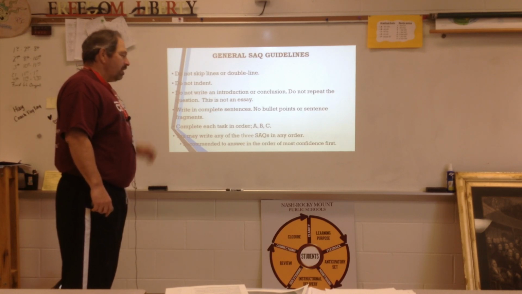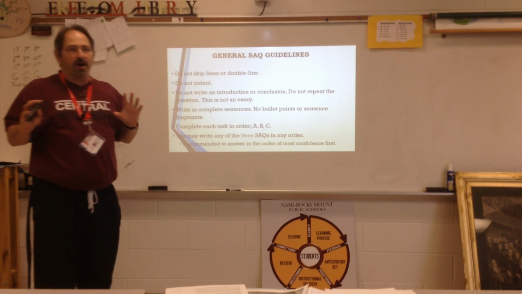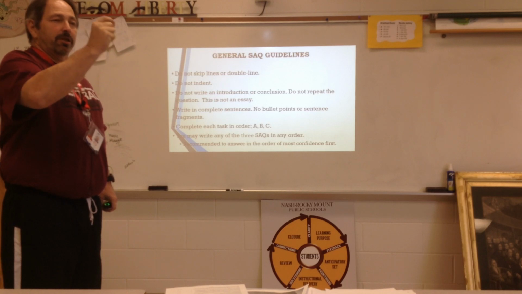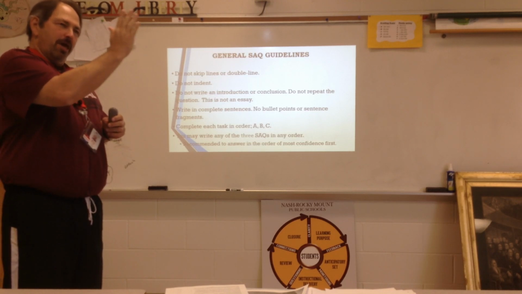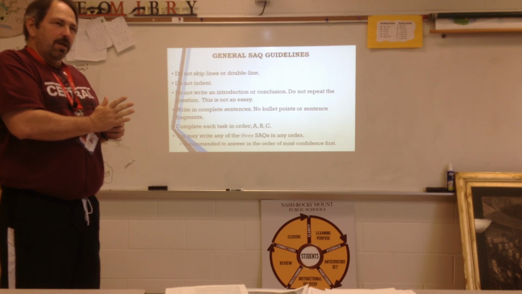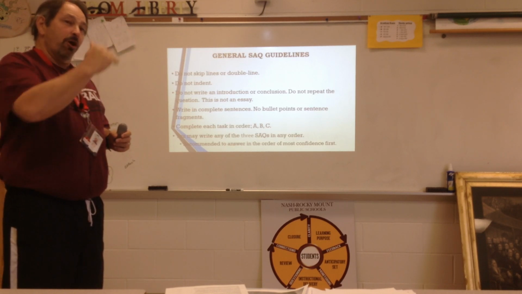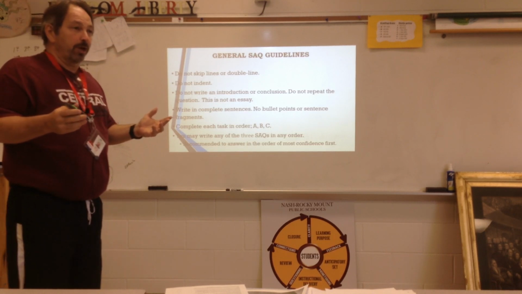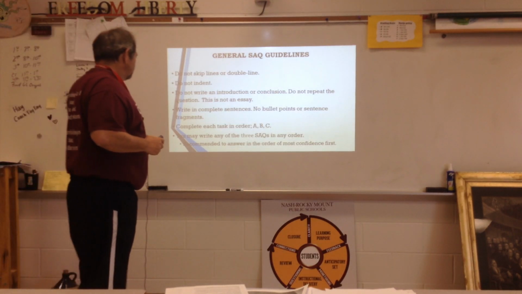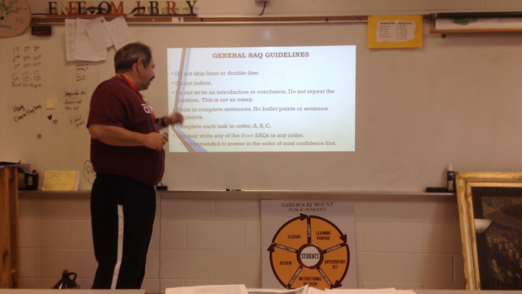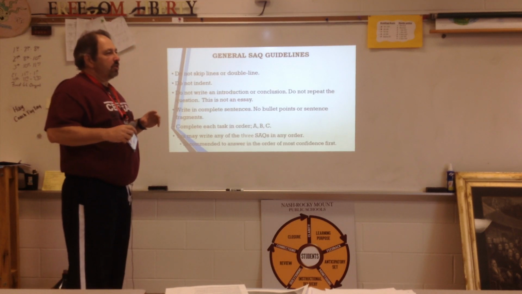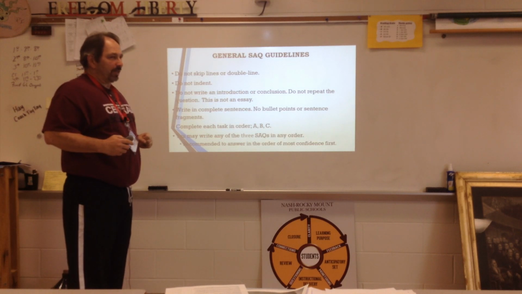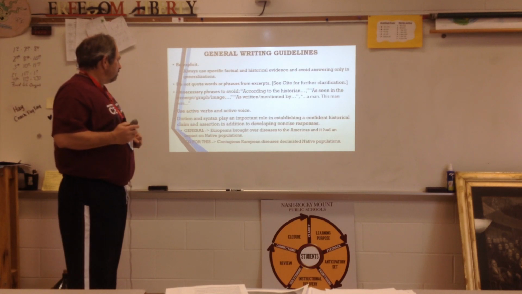Complete each task in order, A, B, C. Now, they're not going to take off if you don't. They're not going to do that, as long as you clearly put, I'm doing B. Remember how we talked about A, B, and C out to the left-hand side. If you do B, C, A, but you don't write B, C, A, they're going to grade the first one as A. And so guess what? All three of them are going to be wrong. I recommend you answer in order of the most confidence first. So if there's one that you know really, really well, you may want to do that one first. But you've got to make sure you write that letter. Be explicit.